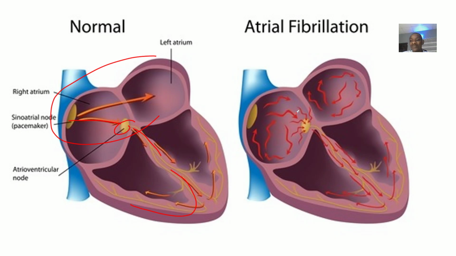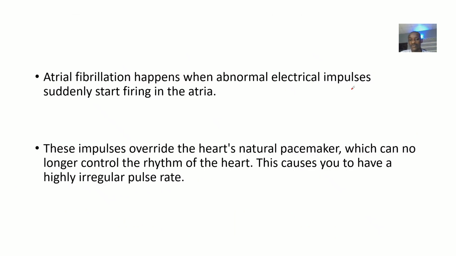Now, you're having an abnormal firing, from left, right, center; nothing is coordinated. So saying atrial fibrillation, you are simply saying there is a problem in the body, originating from the atrium. Atrial fibrillation happens when abnormal electrical impulses suddenly start firing in the atria. These impulses override the heart's natural pacemaker, which can no longer control the rhythm of the heart. This can cause an irregular pulse rate.